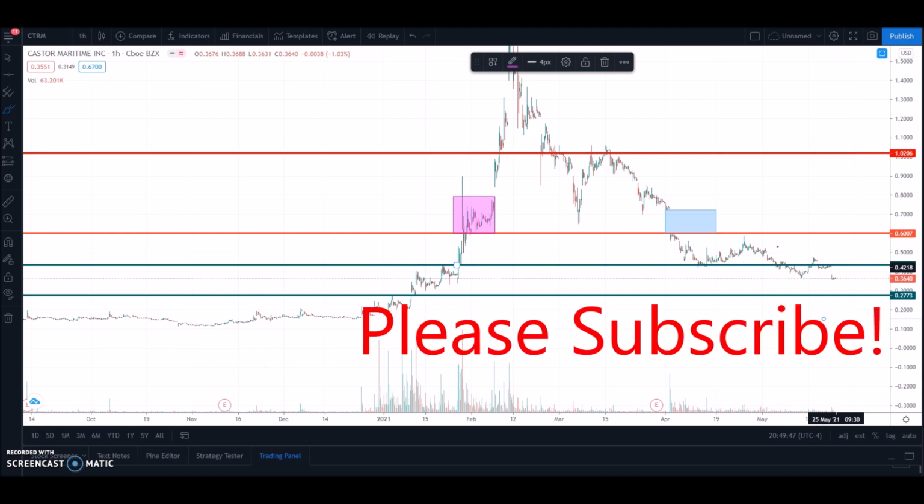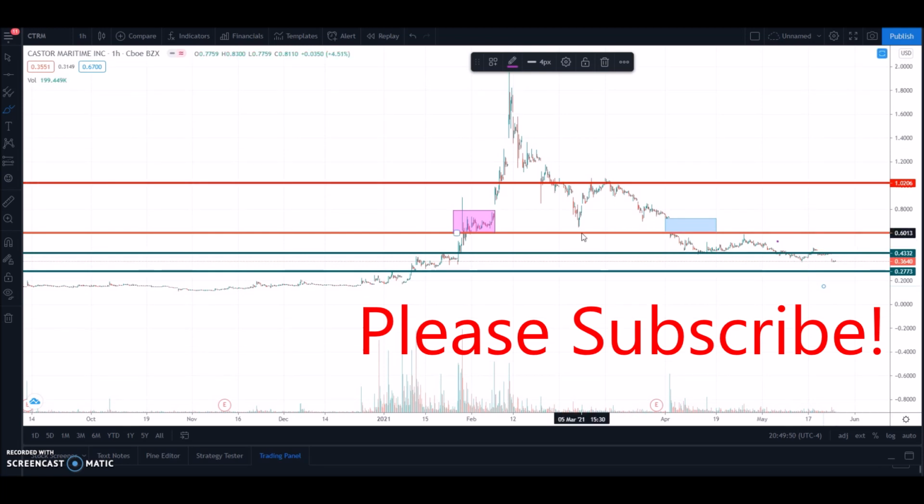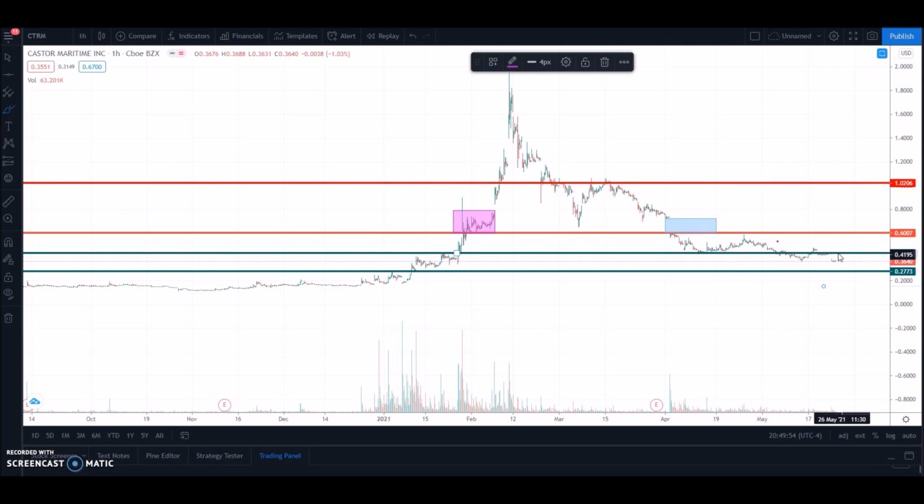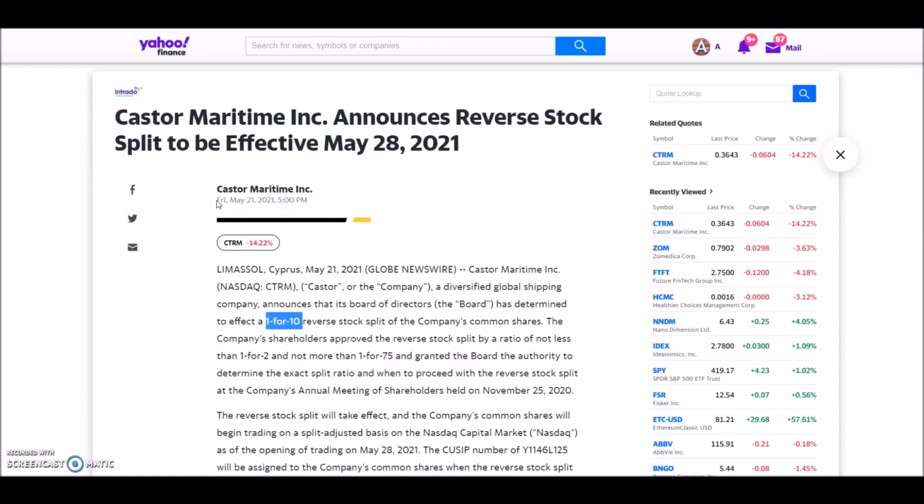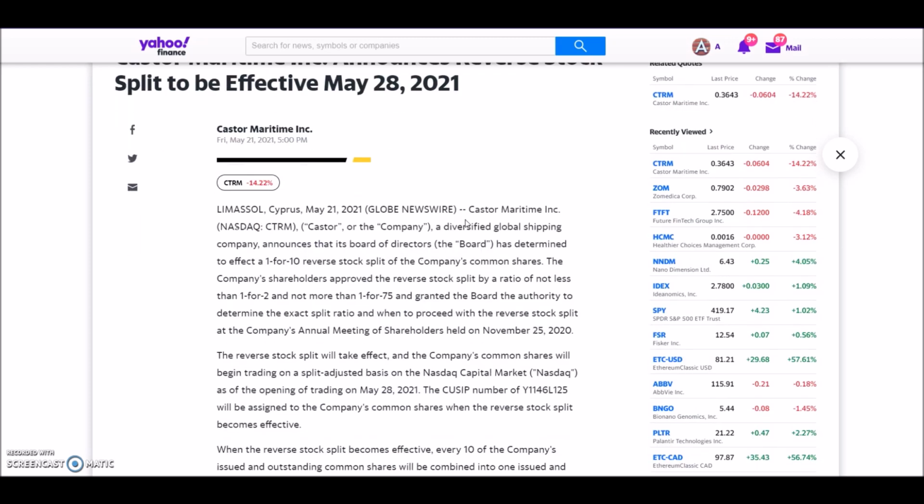First of all, I will cover the technical analysis, support and resistance, but before that it is very important to know what happened here, why there is a drop here. The news came on May 21st, Friday, 5 p.m. after market. So the effect was seen today, Monday, the first day of this week, that Castor Maritime announced a reverse stock split to be effective May 28th. The company has determined to effect a 1-for-10 reverse stock split for the company's common shares.